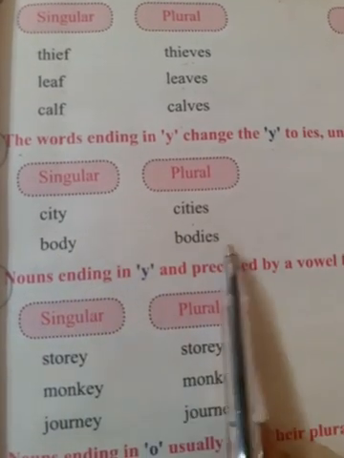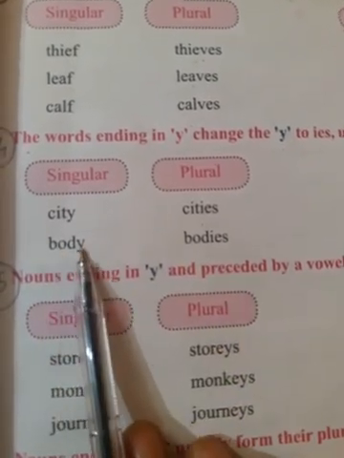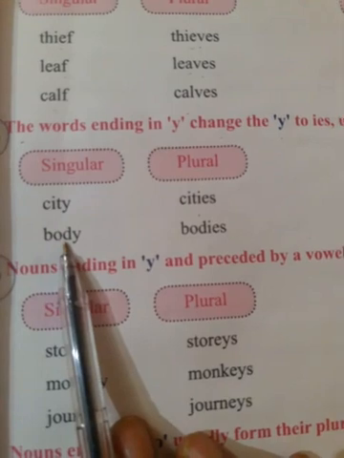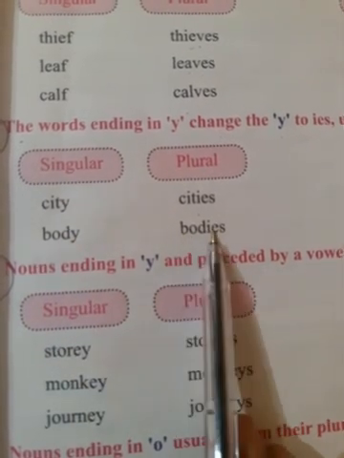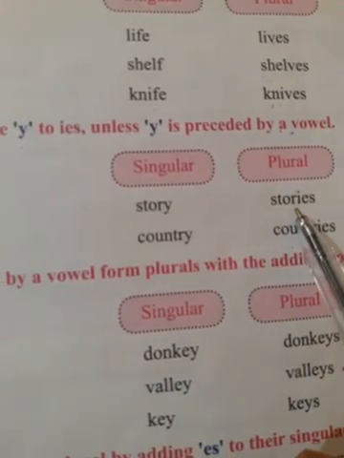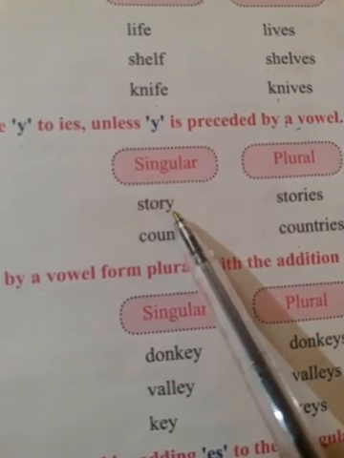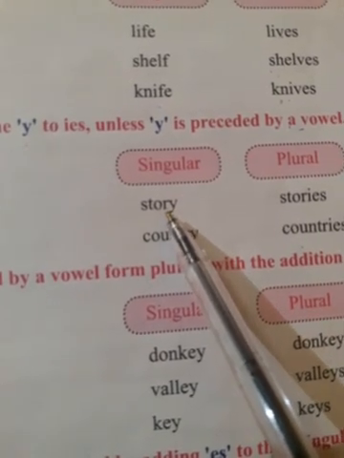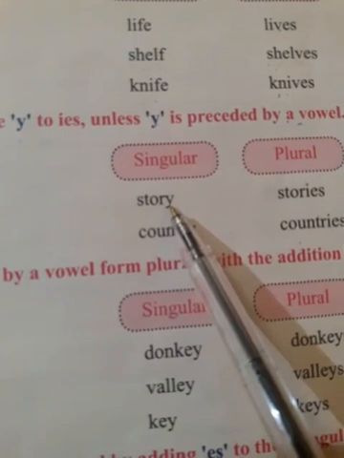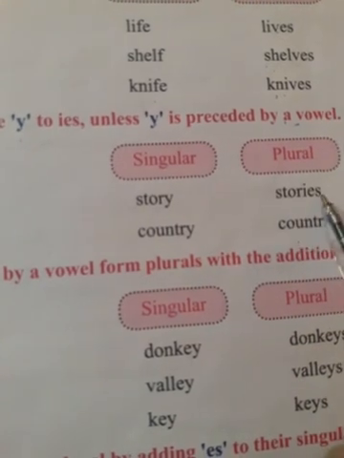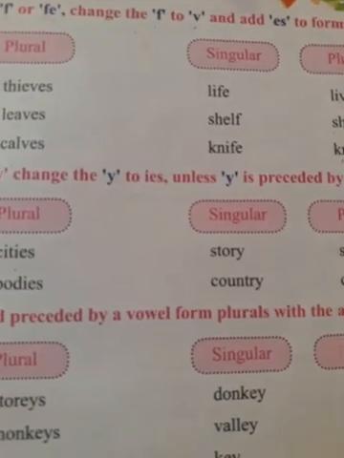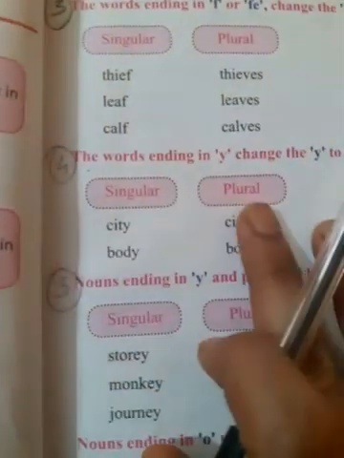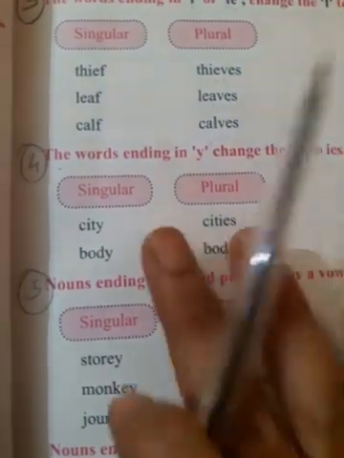There are more examples given here. See, body, bodies. The last letter is y and before y there is a consonant, so we'll simply change y to ies. Bodies. More you can see here: story, stories. Why? Because the last letter is y and before y there is a consonant. So according to the fourth rule, we'll only change y to ies. Story, stories. Country, countries. Okay, I hope you have understood the fourth rule which I taught today.